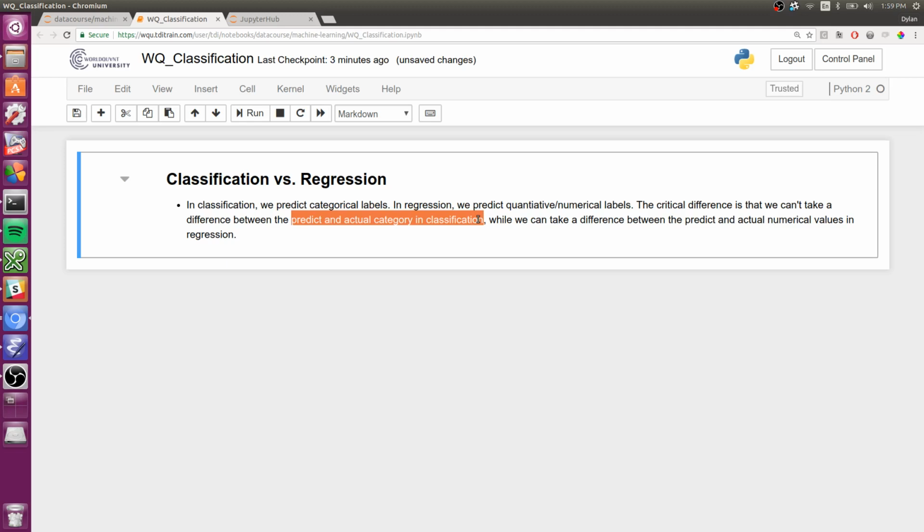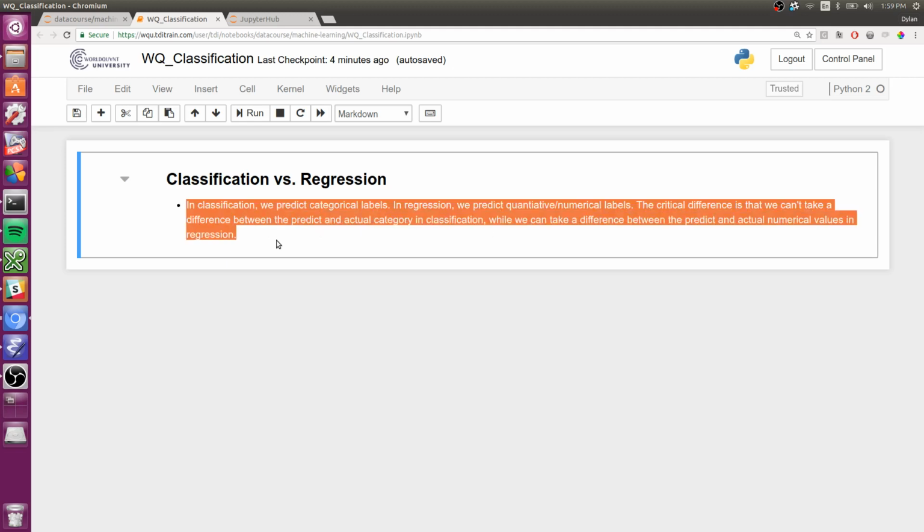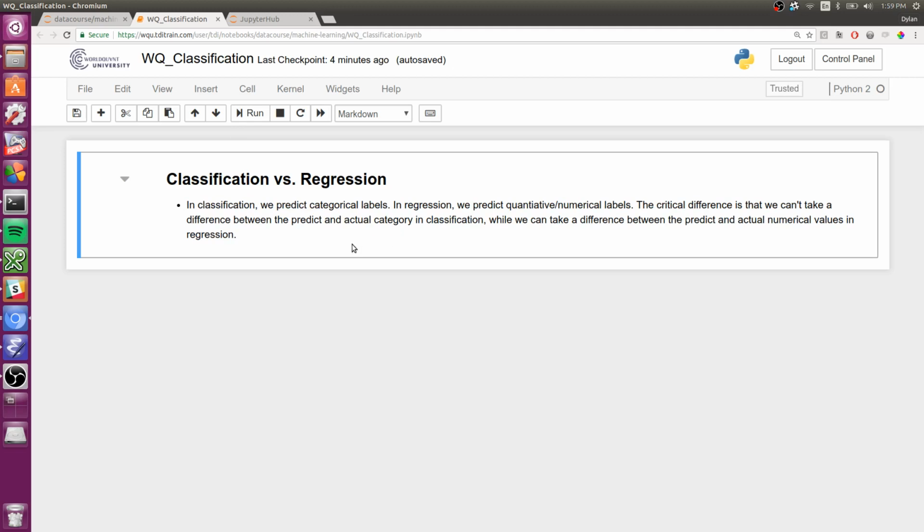This is in contrast to if we're predicting home values, as we did in the linear regression lecture, where we can say by how much we were wrong. Was the house $300,000 and we predicted $350,000, or did we predict $500,000? These two predictions are wrong by different amounts. And so this is going to impact how we measure model performance, and we'll talk more about that in the next lecture on metrics.